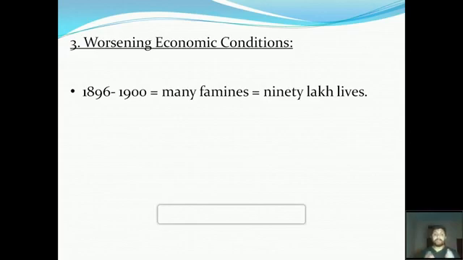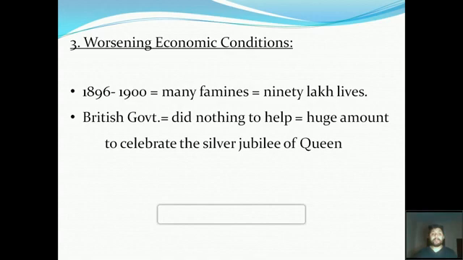From 1896 to the beginning of the 19th century, a number of famines have taken place in different parts of the country. Almost 90 lakh people died due to the famines. But it affected the people in a very different way. You know why? Because the British government did nothing to help the people of India, but instead they were very busy spending a huge amount of money to celebrate the silver jubilee of Queen Victoria's ascension to the throne.